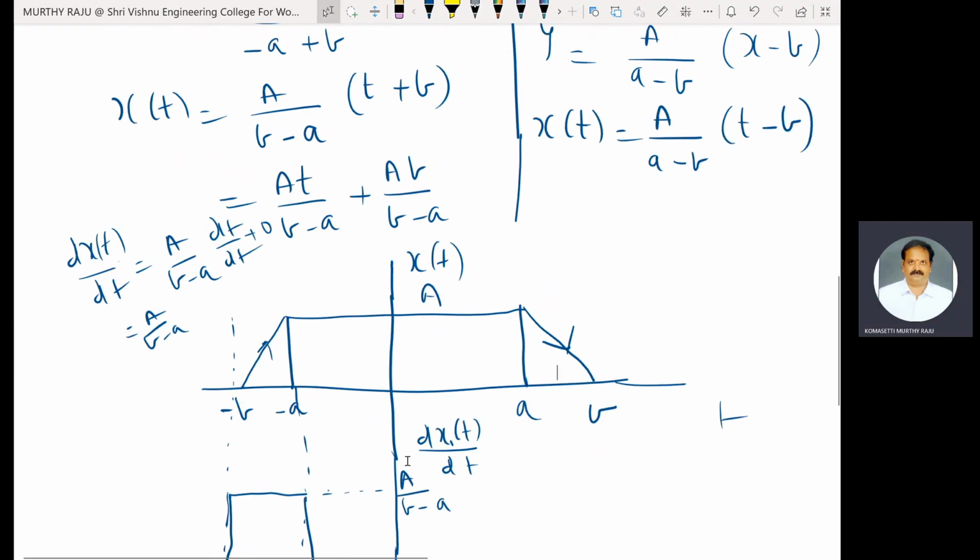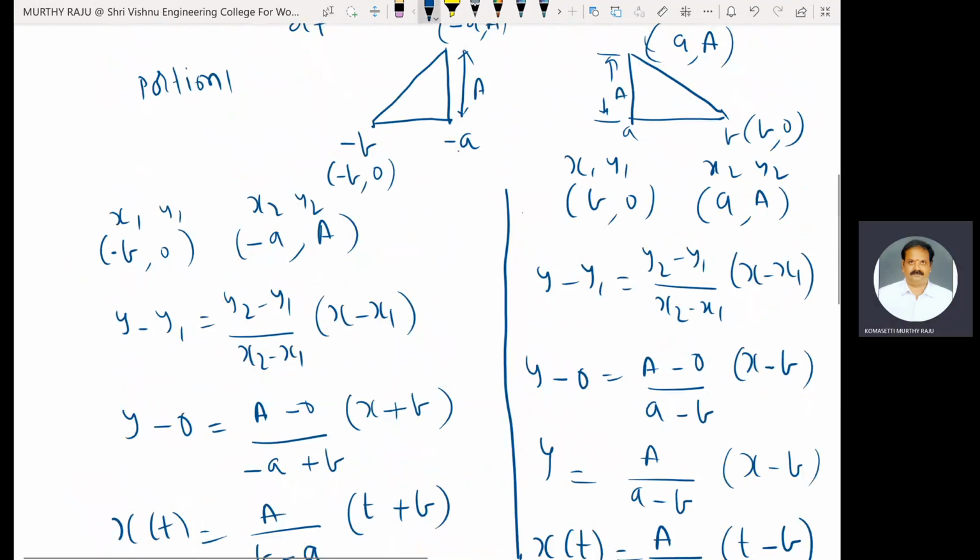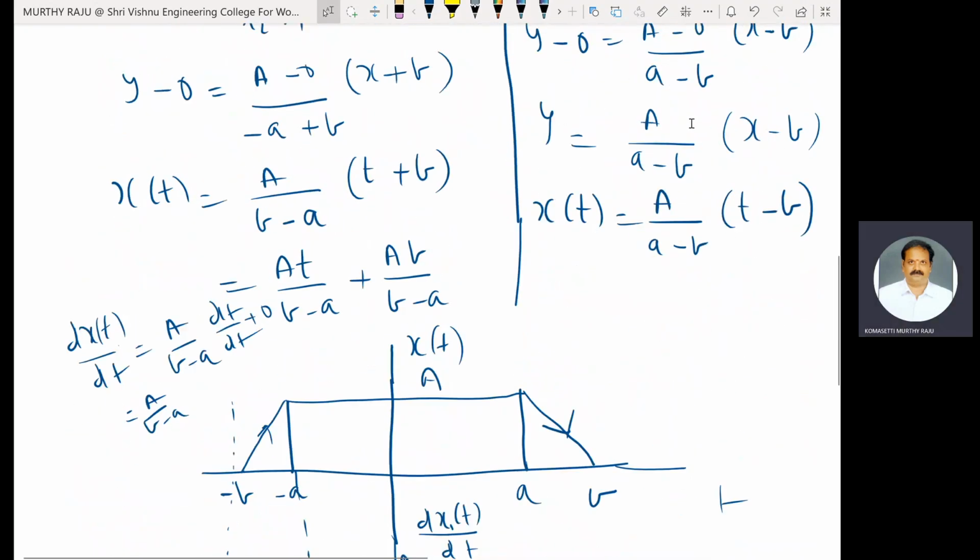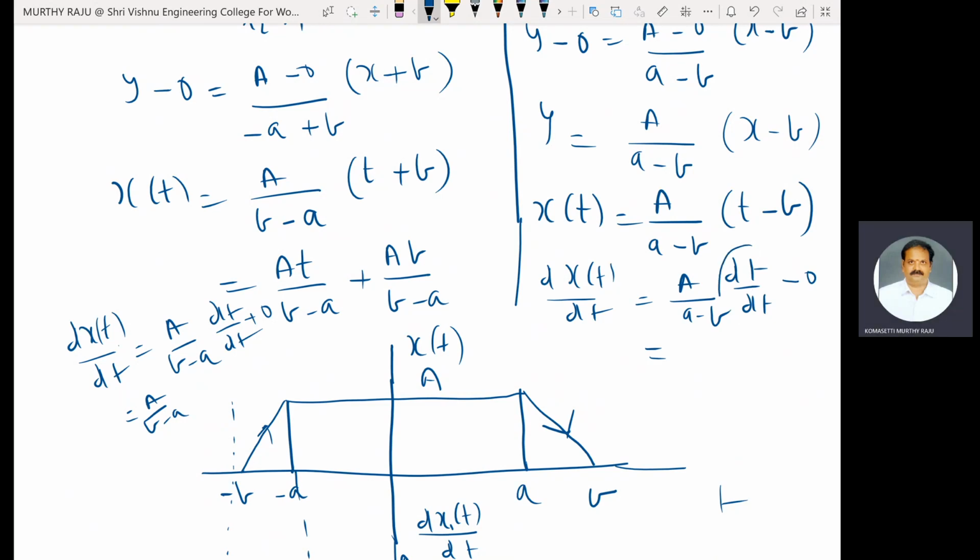Here for the third portion, this is portion 3. dx of t by dt is equal to a by (b minus a) dt by dt minus ab by (b minus a), the differentiation of which is 0. That is equal to, this value dt by dt is 1. It is written as minus a by b minus a.